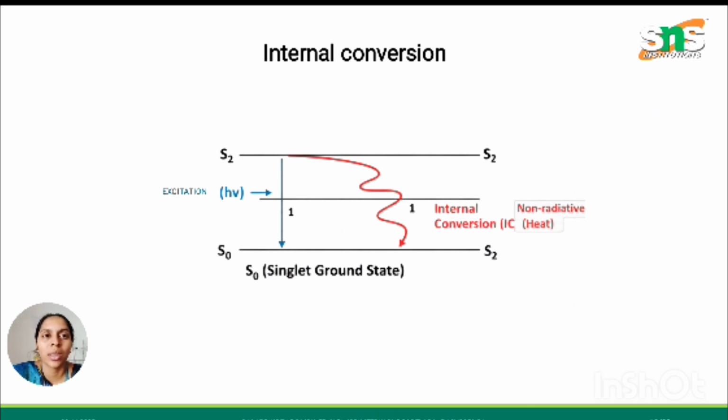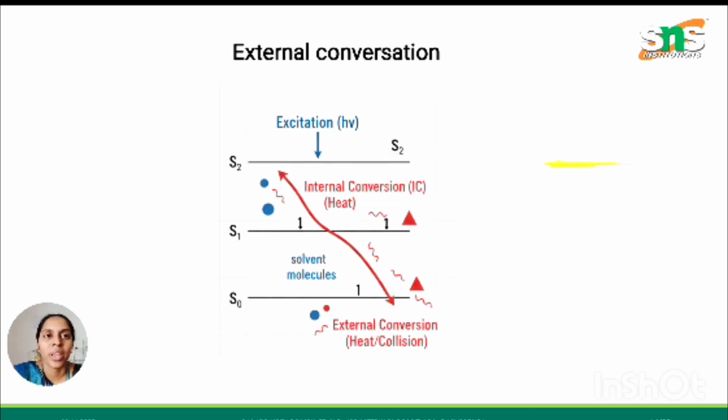Next to internal conversion is external conversion. External conversion means the changes are happening in between the molecules. That is, one of the molecules present in our fluorescence sample will react with the solvent molecule or some other substances which were used for preparing the solutions, and because of that interaction some amount of energy will be lost, and that is called external conversion, and this may be lost in the form of collision or heat.